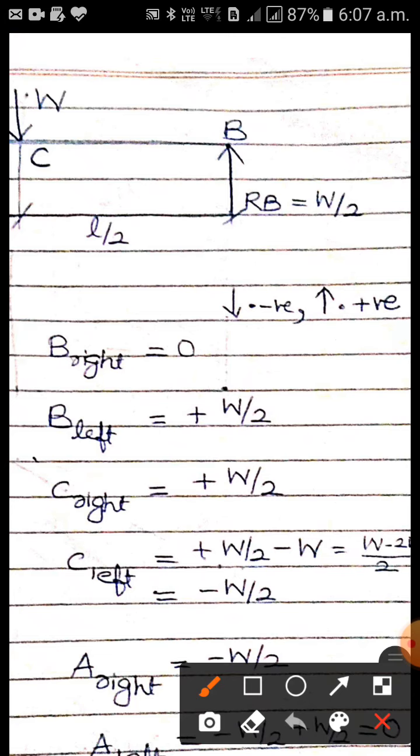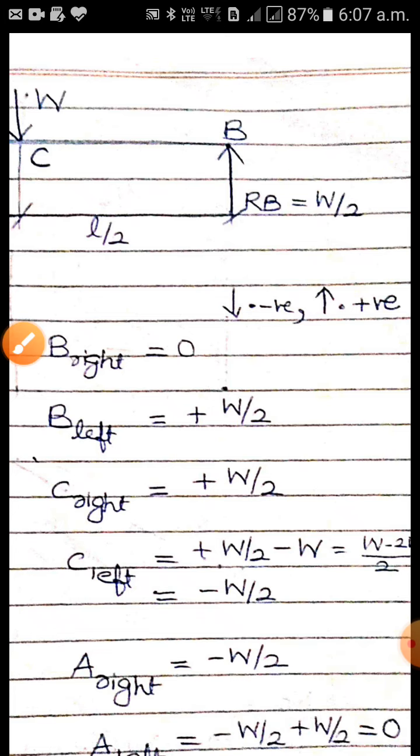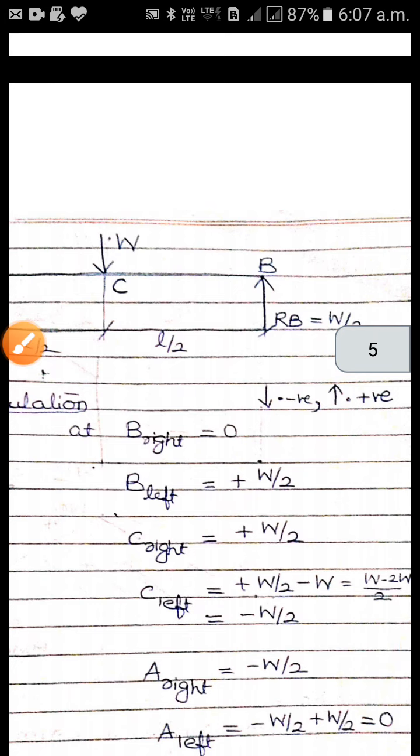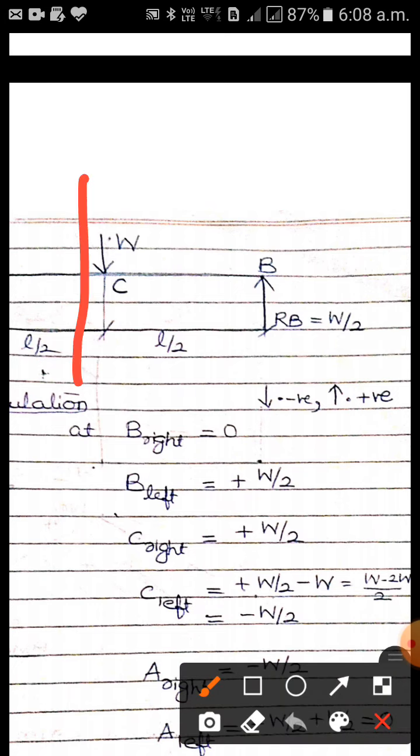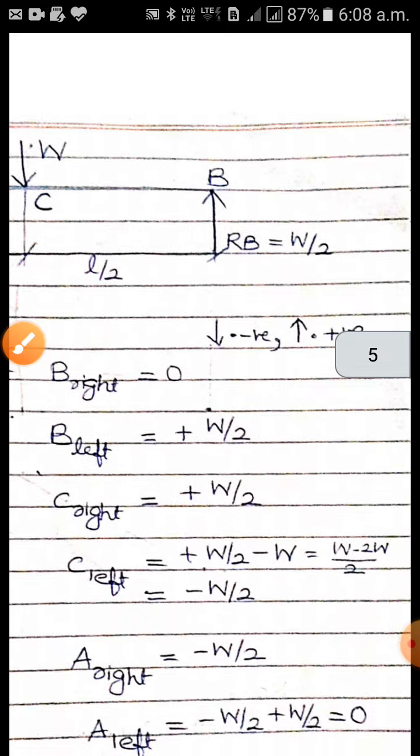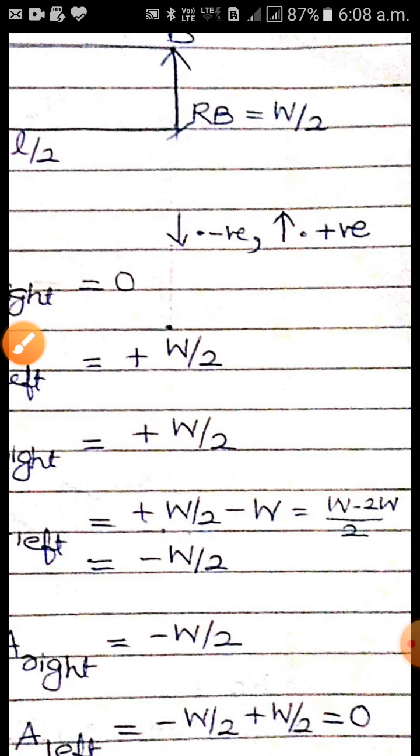Now coming to C right. C right, what can you see? You can only see the reaction RB, which is acting upward. So C right also WL by 2. Now if you take C left you can see W by 2, no doubt in that. So plus W by 2 and minus W. So C left plus W by 2 minus W. Again take the LCM. W minus 2W by 2 is minus W by 2.